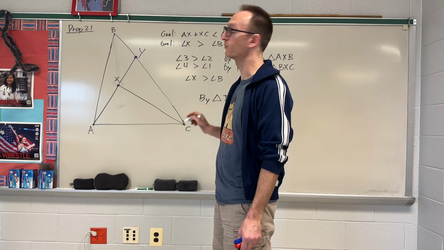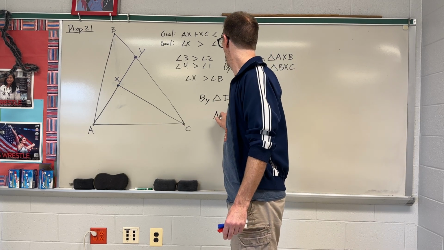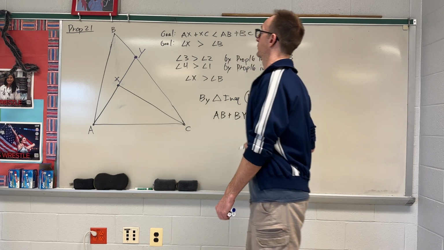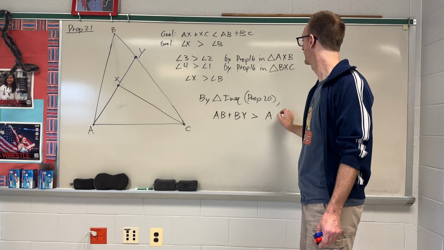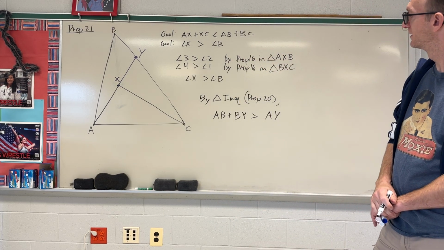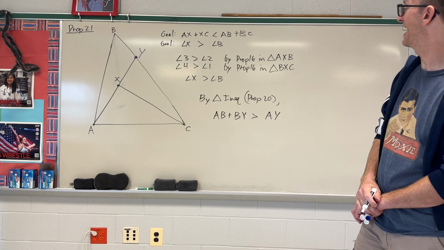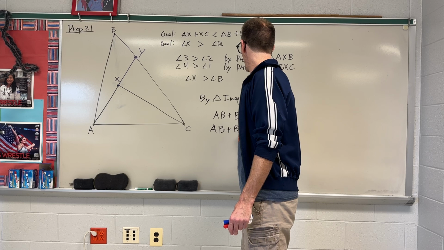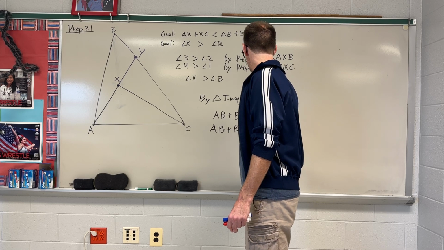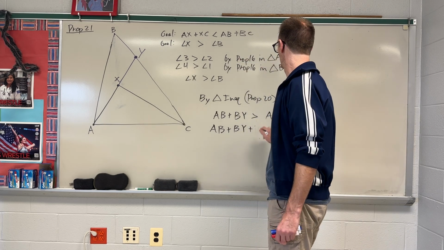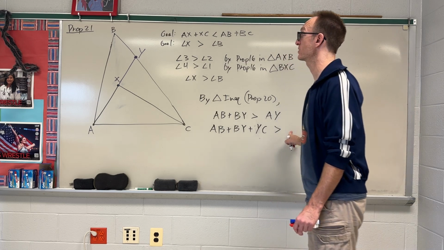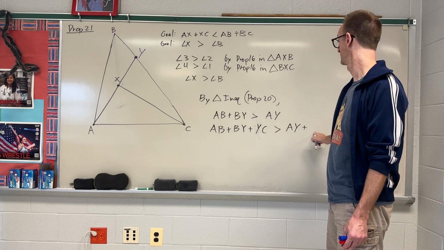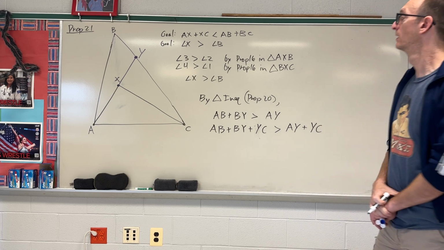AB plus BY is greater than AY. Never would have thought of this. Okay, what next? Add YC to both sides. It's not obvious. So AB plus BY plus YC is greater than AY plus YC.